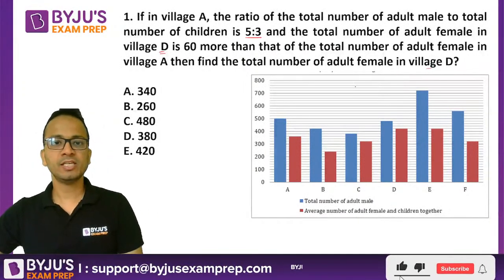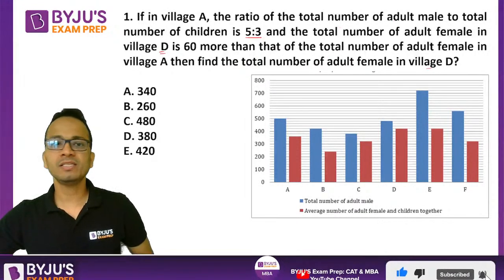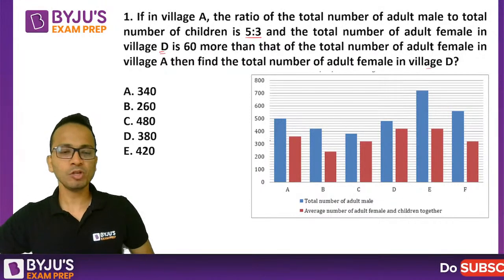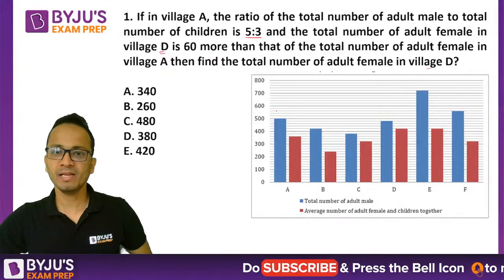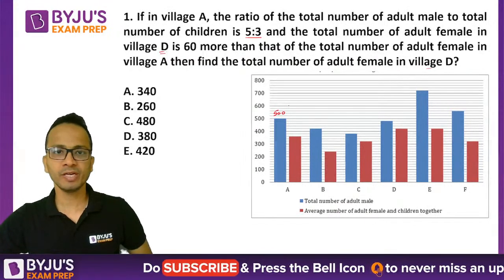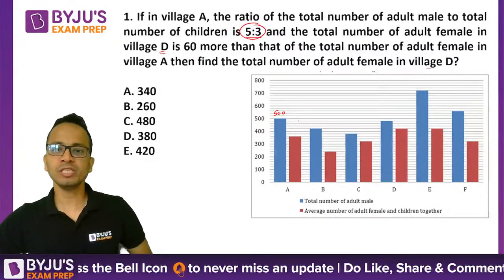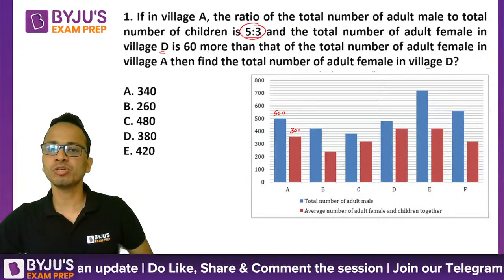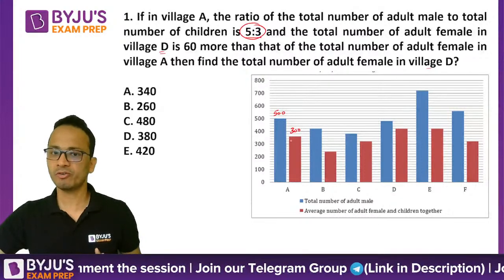Pranita, nice. So, village A, the total number of adult males and number of children are in the ratio 5:3. Now, if you look at village A, the number of adult males is given as 500. Since the ratio of males and children is 5:3, I can say that the number of children in village A will be equal to 300.